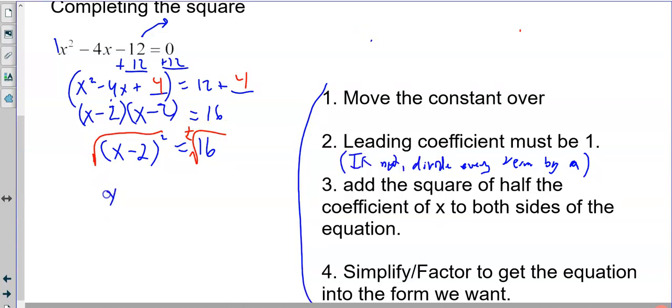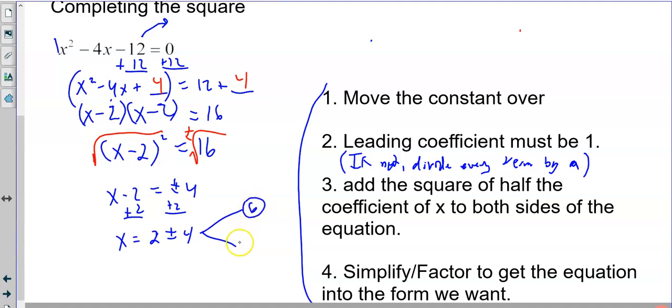So this will be x minus 2 equals plus or minus 4. Add 2 to both sides. So we get x equals 2 plus or minus 4, which is 2 different answers. 2 plus 4 is 6, and 2 minus 4 is negative 2.